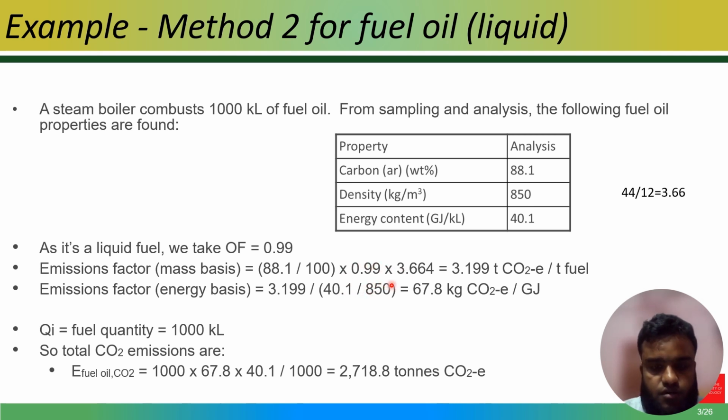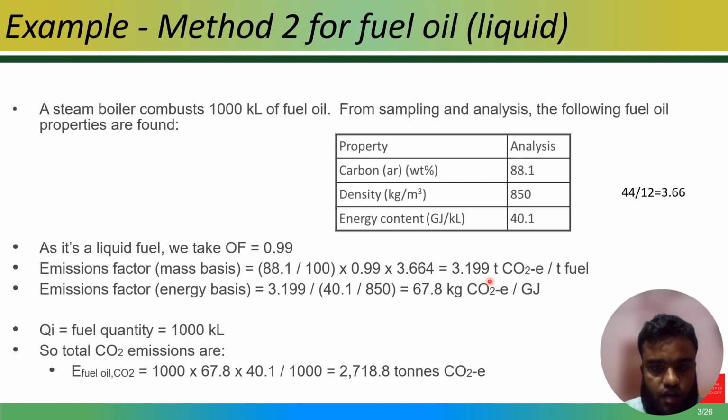Multiply the oxidation factor with 3.664, which comes from the molecular weight of CO2 divided by 12, how much carbon it has. If you do the unitary method, you can easily calculate how much CO2 we are generating from burning this amount of carbon. So the emission factor we have found is 3.19.